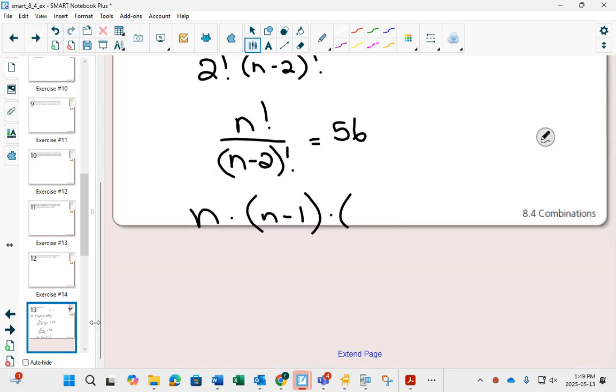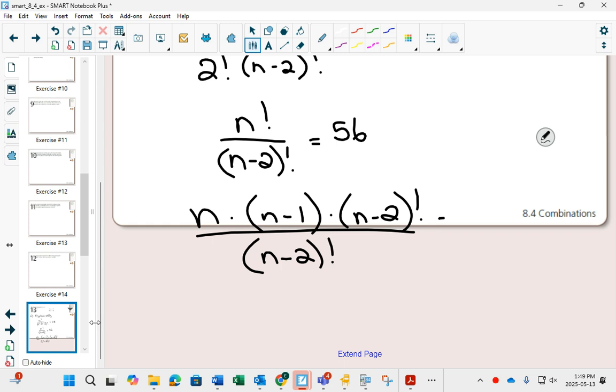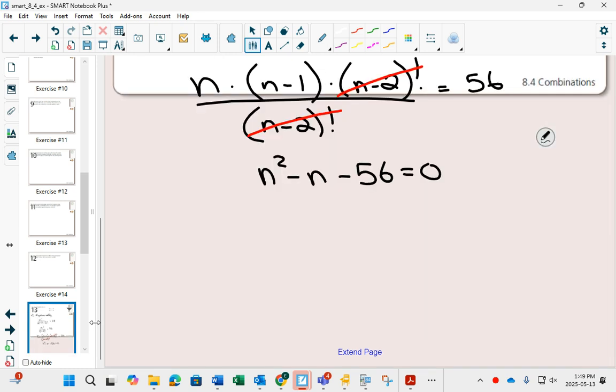What's 1 less than n minus 1? N minus 2. And when I get to n minus 2, I say, hey, wait a minute, that's what's on the bottom. It's equal to 56. These n minus 2 now, they would simplify and go away. And now I have a quadratic equation, because this will be n squared minus n equals 56. I'd probably say, let's move it over and make one side equal to 0, so we can factor n and n.